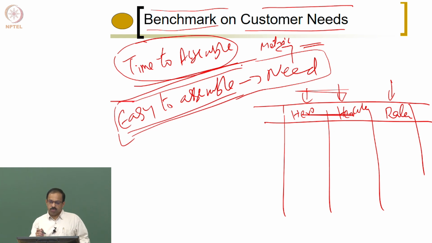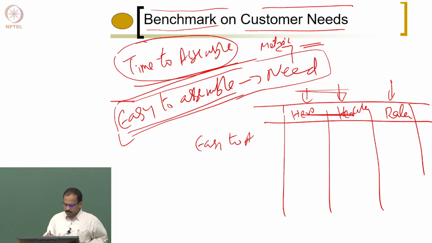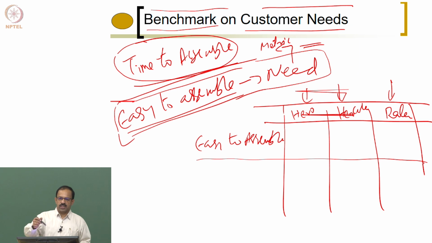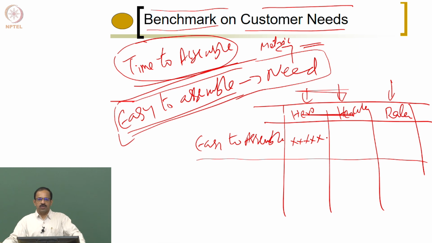So now you benchmark this particular need. Easy to assemble is a need. Now we want to find out how easy the Hero cycle is to assemble, how easy Hercules is to assemble, how easy the Raleigh cycle is to assemble. So first we'll look at these needs as a benchmark. We benchmark on the customer needs and then say that Hero gets 5 stars because that is the easiest one to assemble. So we give some star values. It is the easiest cycle to assemble.